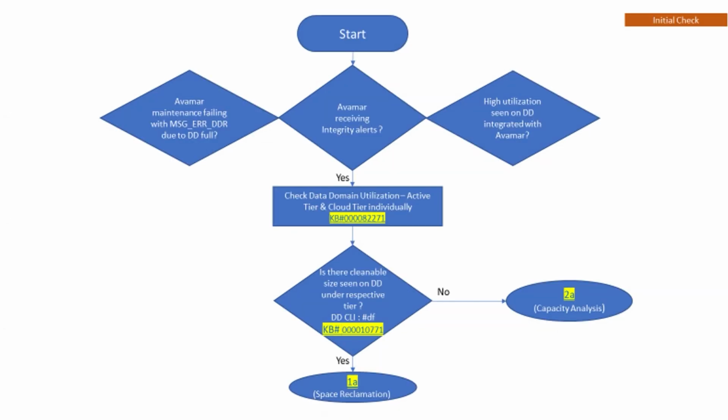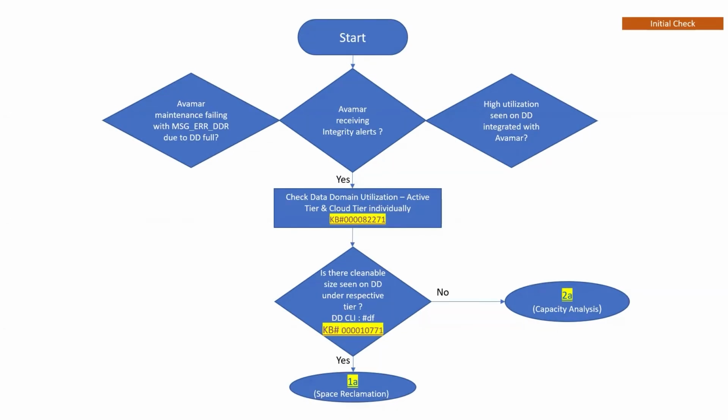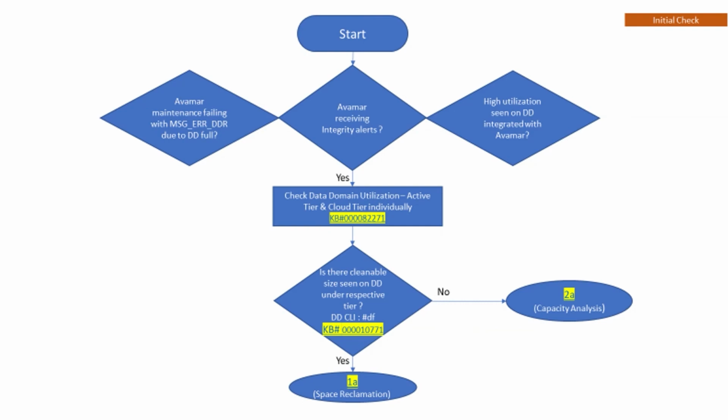Now let's summarize what we have seen so far. We need to first check the utilization tier wise by logging into the Data Domain via ACM or directly, and then check which tier is having high utilization. If the particular tier has high utilization, then is there a cleanable size present for that tier or not? If there is, then we will go with the space reclamation. Else we'll go for capacity analysis.